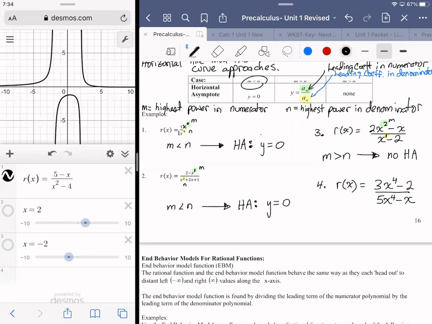Let's say we have this expression, 3x to the 4th minus 2 over 5x to the 4th minus x. The highest power on the top is a 4. We call that m. The highest power on the bottom is also a 4. That's our n. The relationship here is that m and n are equal to one another.